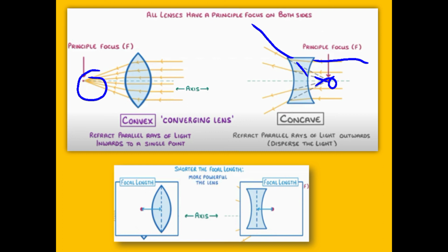Fine. So here is one more point you have to keep in mind. The shorter the focal length, the more powerful the lens. What is the focal length? I have already explained: it is the distance between the pole and the focus. So where is the pole? Here is the pole, and here is the focus F, the focus point. The distance between this and this, that is, from the center of the pole to where the rays converge, is said to be the focal length. Okay.